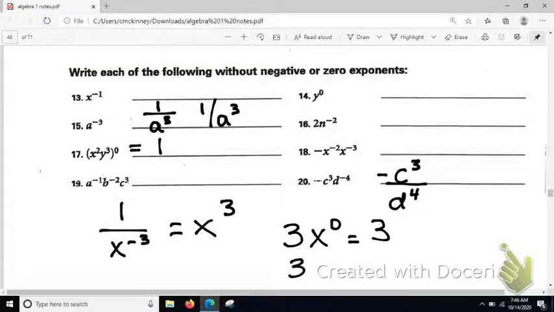Or 3x to the negative 5th. The 3 is not in parentheses. That exponent only belongs to x. So 3 would stay up top. x would come to the bottom. His exponent would become positive. All right? So that is a little about your negative exponents and 0 exponents. A few things are going to make even more sense, hopefully, after we go over the other rules.